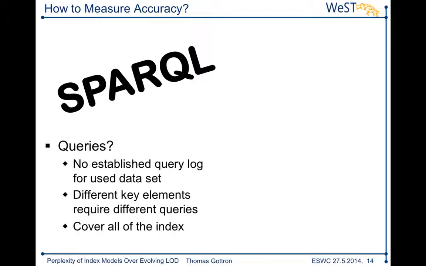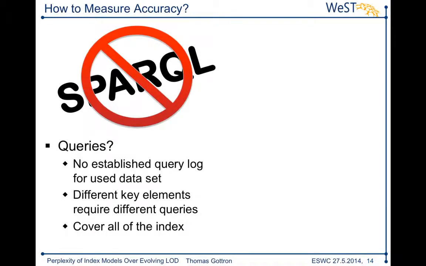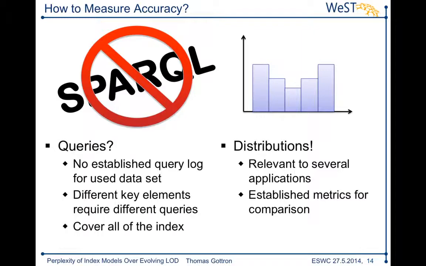And finally, if you have a fixed set of SPARQL queries, you will probably not take into consideration all of the index, but just some parts of it. And so you're biased into certain directions and you're not evaluating the accuracy of the entire index. So given all these problems, we have eventually decided not to use SPARQL queries, but to get back to some structures which we have used in other publications already, and that are distributions over the data.